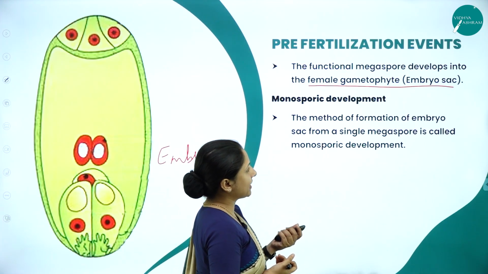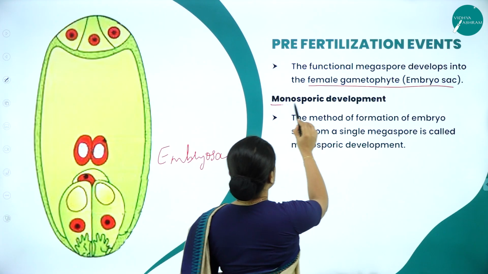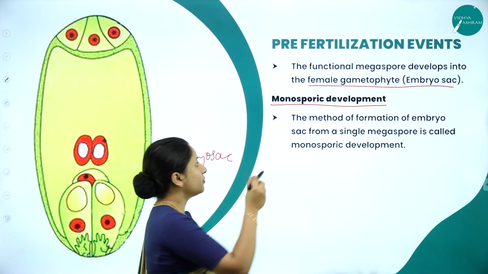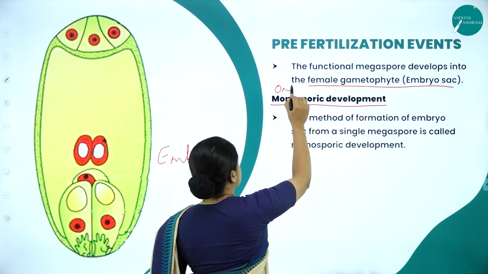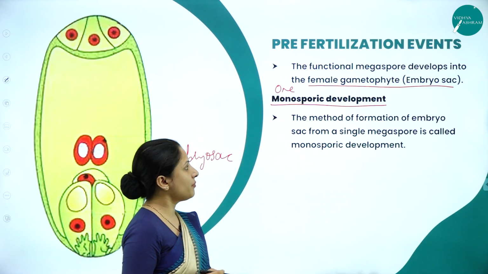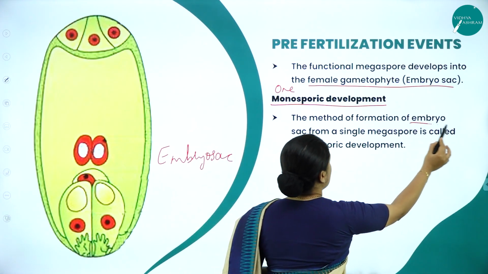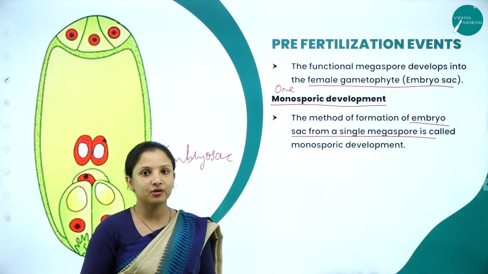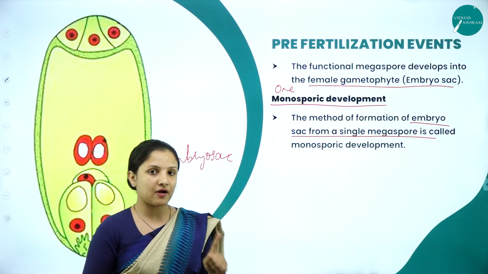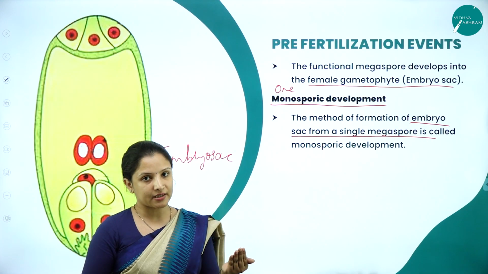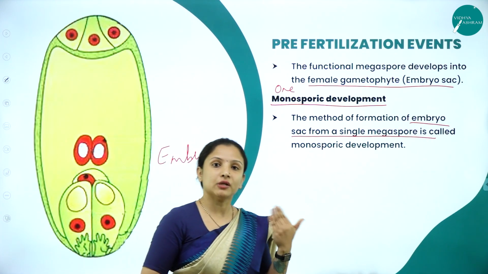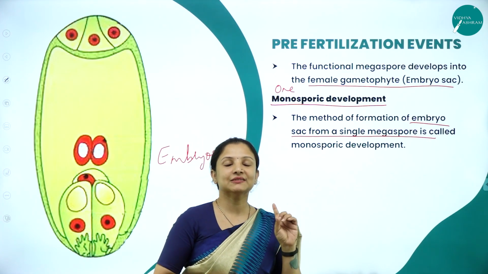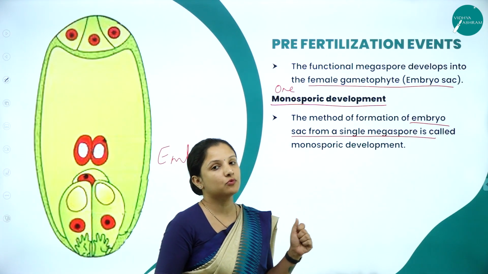Now there is a term given in the textbook: monosporic development. What is monosporic development? Mono meaning one. Monosporic is the formation of the embryo sac from a single megaspore. That's true, right? Because only the one functional megaspore will develop into the embryo sac. Therefore, the method of formation of the embryo sac from a single megaspore is called monosporic development.